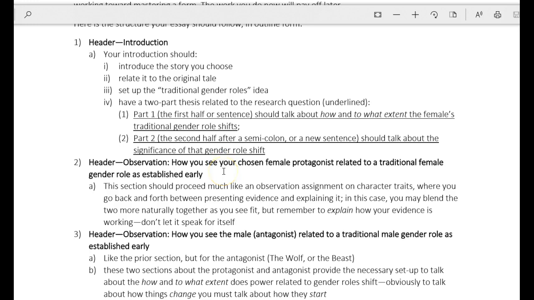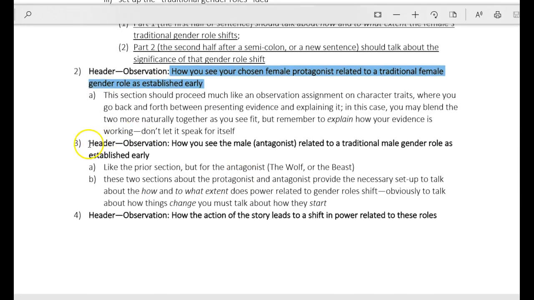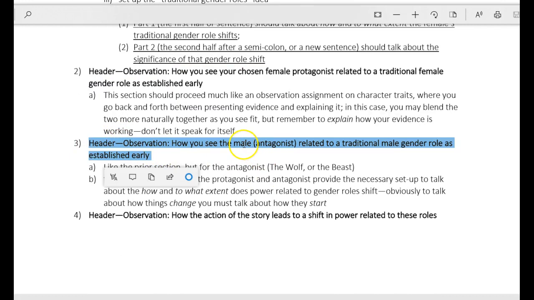So your next header is how you see your chosen female protagonist related to a traditional female gender role. This is basically setting up the start of the story in terms of gender roles. This is what you will have written about in your observation. This is what you practiced writing about in the Red Riding Hood observation. Then you do the same thing for the male, whether it's the wolf or the beast. Set up how they are related to gender roles.